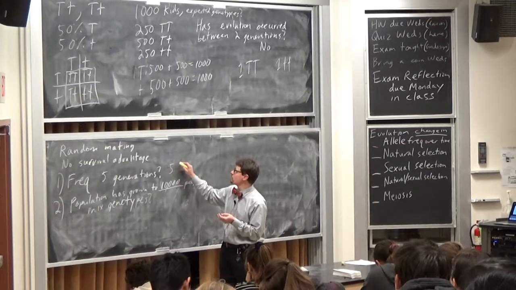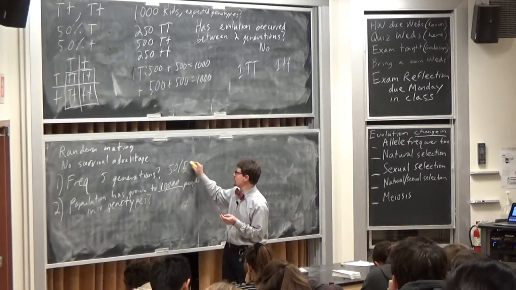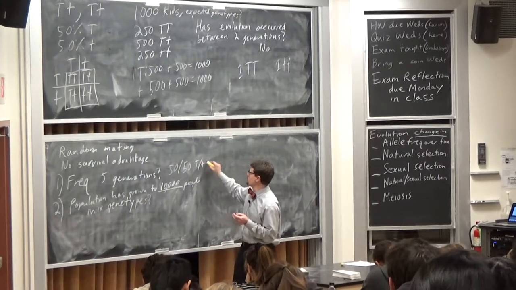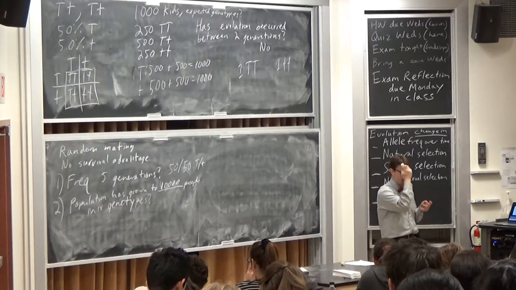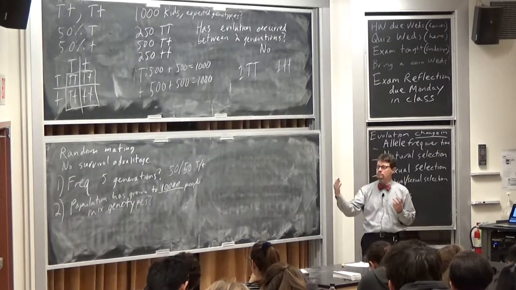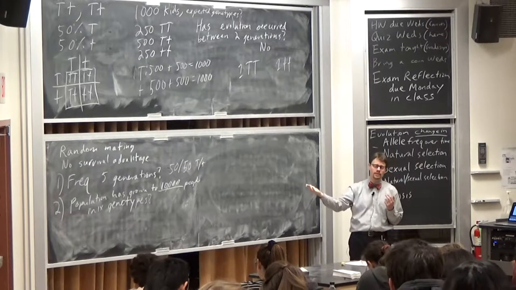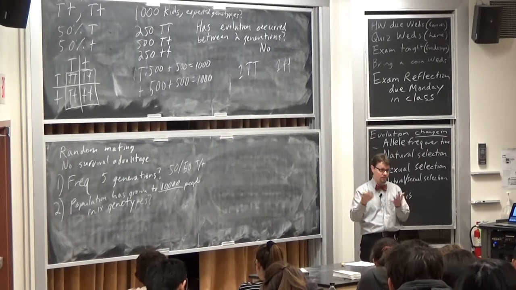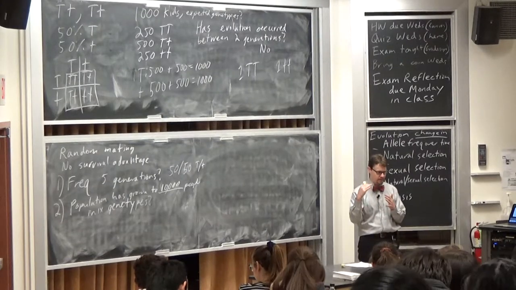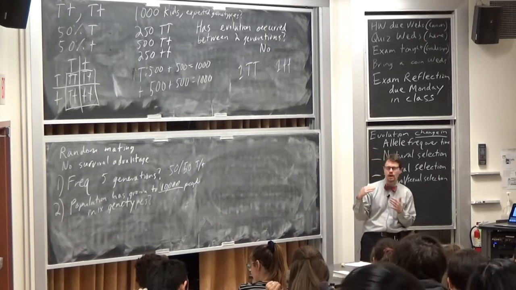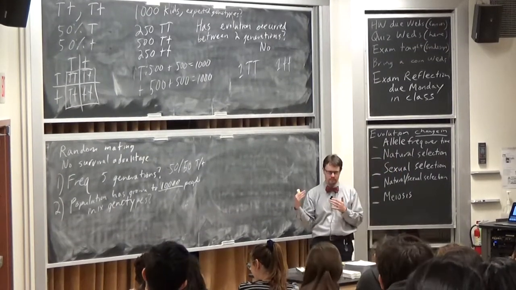We'll do it a little bit more systematically and mathematically on Friday. But for now, if there's no reason for the alleles to start changing frequency, they're just going to stay at the same frequency in our population. That's sort of the basic concept here. Does that make sense?